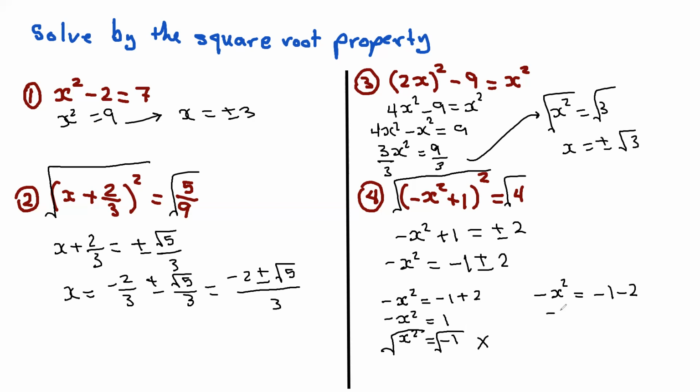Here, you're going to get -x squared equals -3. Divide both sides by -1. You'll end up with x squared equals 3. Now you square root both sides, and x equals, don't forget the plus or minus, square root of 3. Done.